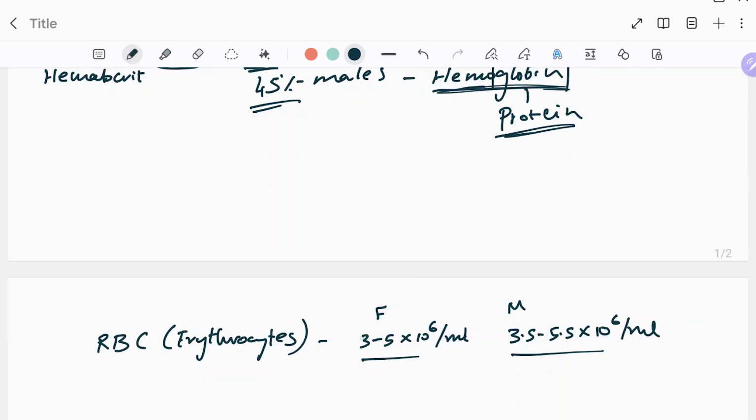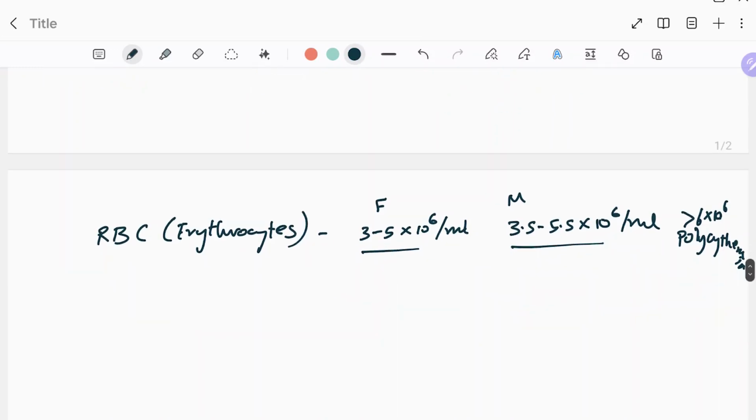Definitely, if a female has less than 3 million cells per ml, she is not healthy and she might be anemic. And if a man has less than 3.5 million cells per ml, definitely he might be anemic. That one we're sure of. And if anybody has more than 6 million cells per ml, that's a lot of cells, and we call that polycythemia vera. So remember, more than 6 million, 10 to the power 6, is called polycythemia. We'll talk a small amount about this, and we'll get to that, don't worry about it.